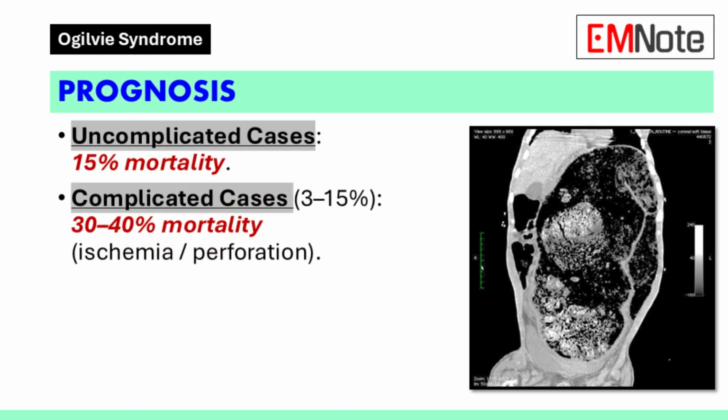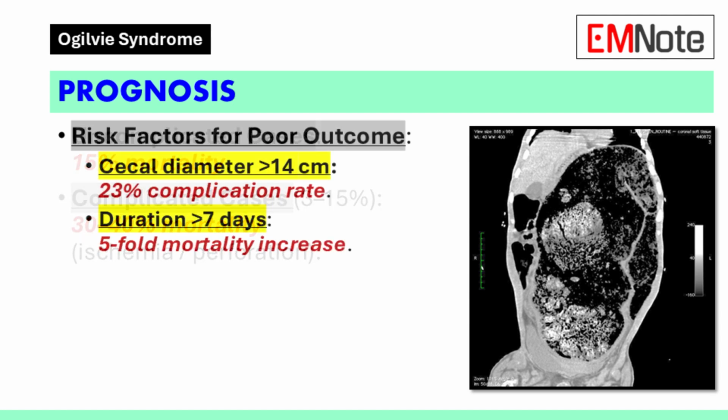Prognosis. The prognosis of Ogilvie syndrome is influenced by the presence of multiple comorbidities. The expected mortality after diagnosis of uncomplicated Ogilvie syndrome is approximately 15%. Complicated Ogilvie syndrome, occurring in 3 to 15% of patients, has a worse prognosis with average mortality rates between 30 and 40%. Factors associated with complications include cecal diameter and duration of illness.